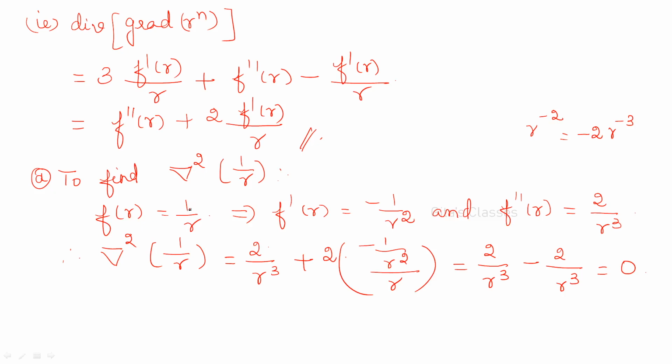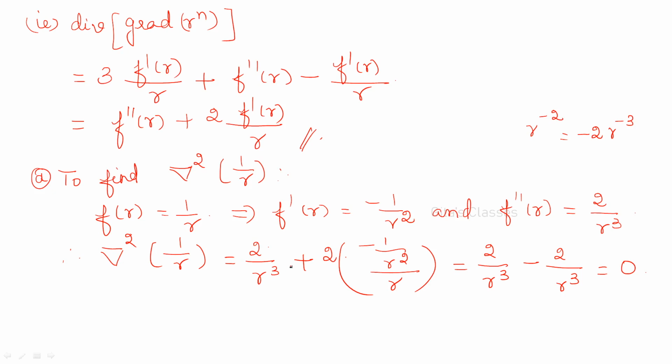f of r is equal to 1 by r. f dash of r is minus 1 by r squared. If it is minus 1 by r squared, again how will you differentiate? If you have r power minus 2, then minus 2 into r power minus 3, right? So minus 2 divided by r cube. Already we have one minus, therefore f double dash of r is equal to 2 by r cube, right?